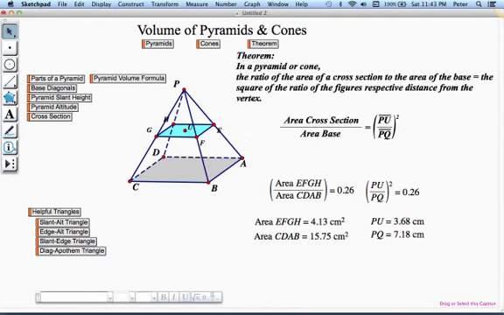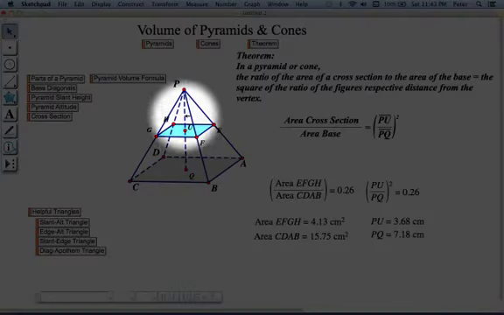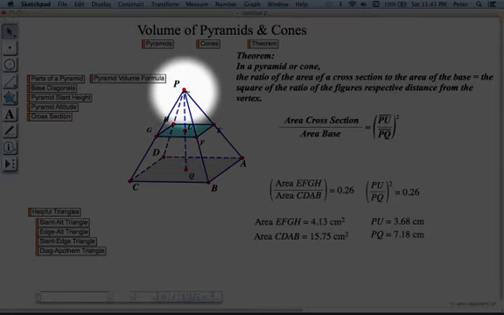Now, what does that mean? Well, it means this. If you look at the area of the cross-section, that's the blue area, and divide it by the area of the base, that would equal PU, the distance of the cross-section to the vertex, over PQ, which is the entire altitude of the pyramid.